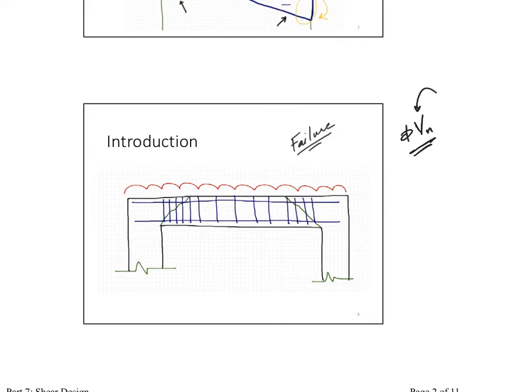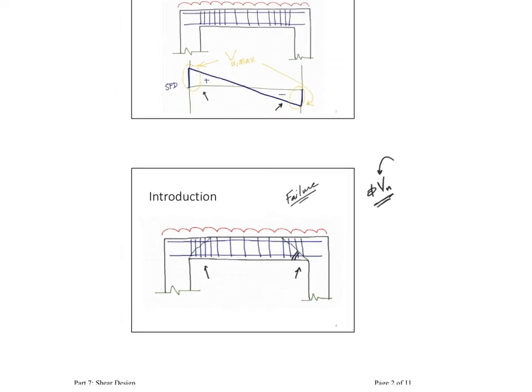How does it fail? It fails in something that looks like this, on a 45 degrees angle of a crack, or something close to 45 degrees. They say it's between 25 to 65 degrees, talking about this angle. And the reason for this is very simple.